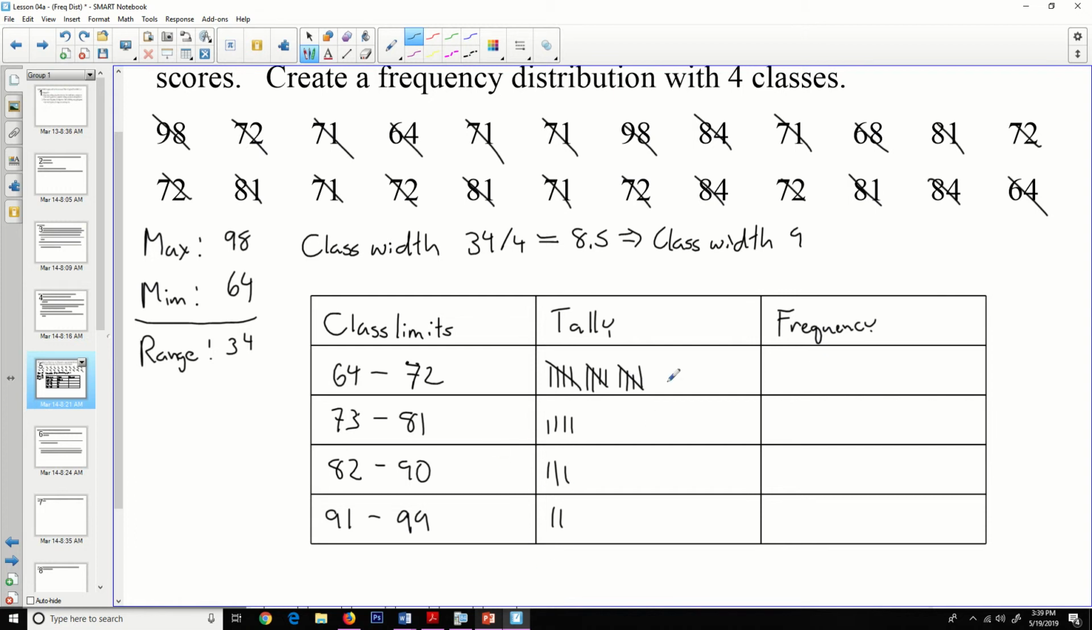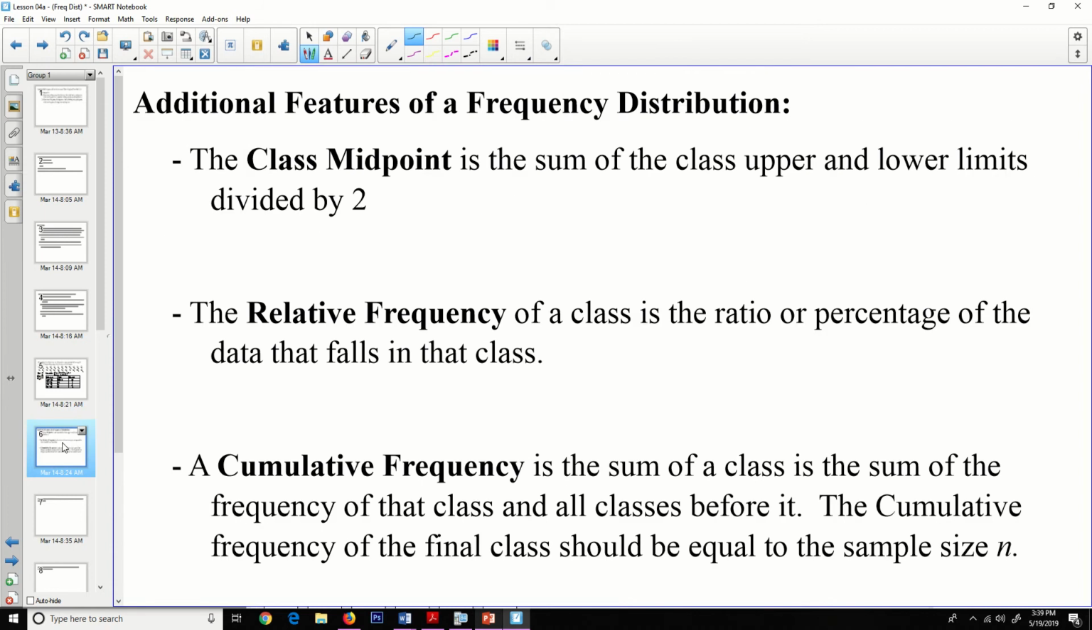So our frequency is just a count of all the tally marks that we made. So 5, 10, 15 goes in that first one, 4 goes in that second one, 3 goes in the third one, and 2 goes in the bottom. And so this is our frequency distribution. Not too bad.